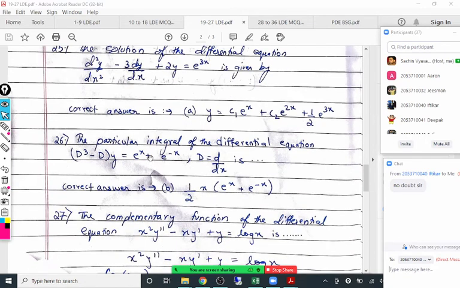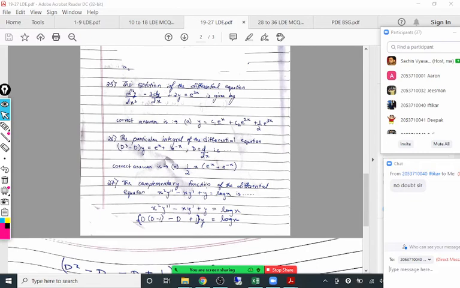26th, now again PI we want, so only RHS you have to solve and you get this as the answer. Probably this x is multiplied because plus 1 and minus 1 are the roots of the LHS, and because of that this x appeared there. Okay, so that is about 26.